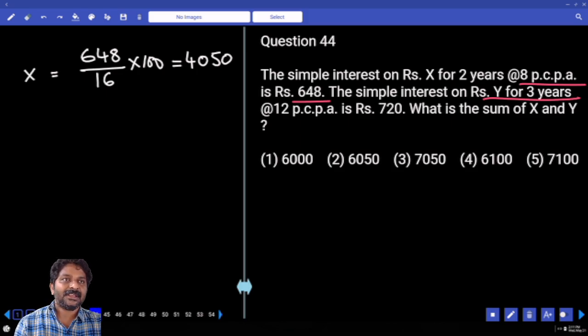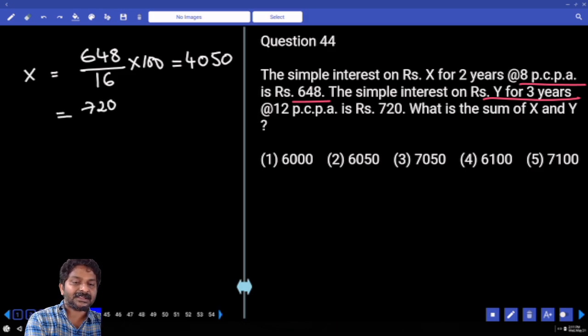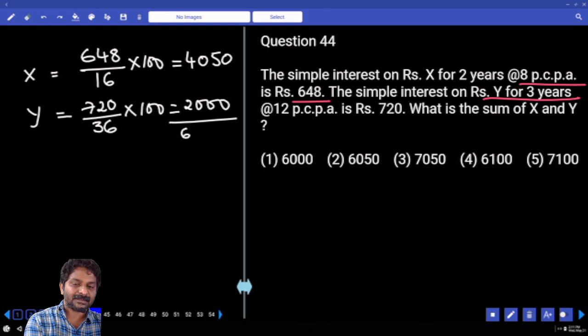On Y for 3 years at 12% per annum, we got interest 720. Percentage wise, it is 36%, 1% value by 36. Y in the sense 100% into 100. How much is this? 2000. Question is the sum of X and Y, 6050.